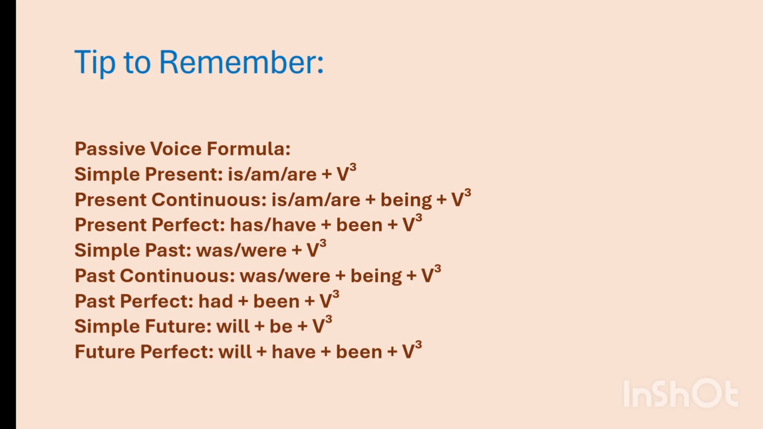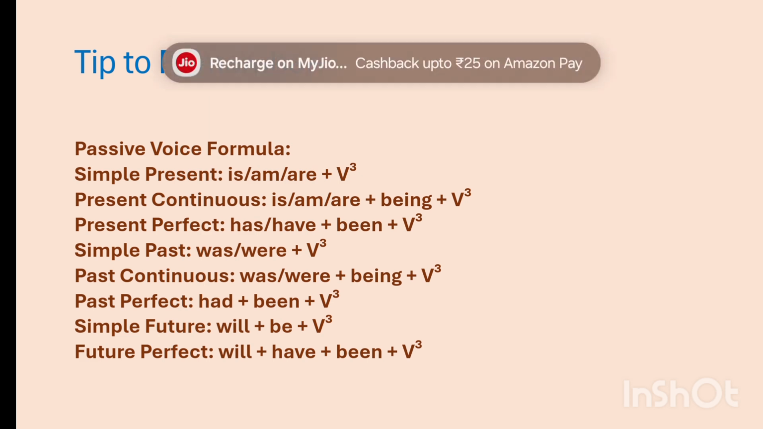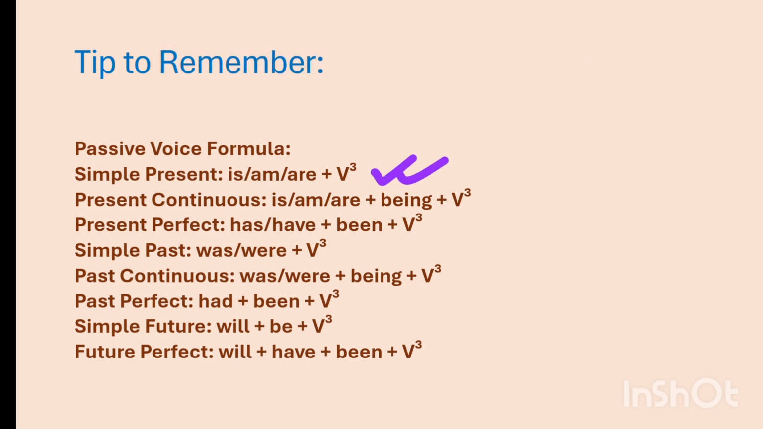Now tips you have to remember. Some formulas, the formulas which you have got, are given here. Passive voice formula: is, am, are plus verb 3 for simple present. For present continuous, we write is, am, are plus being plus verb 3. For present perfect, we write has or have plus been plus verb 3. For simple past, was or were plus V3. Past continuous, was or were plus being plus V3.